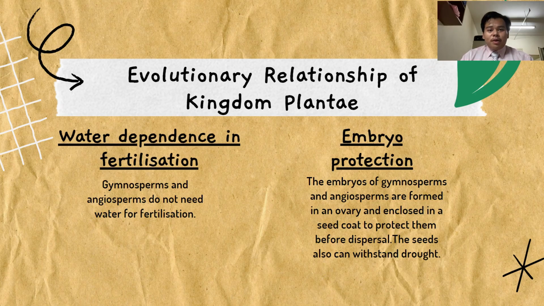Next, I will talk about embryo protection. Bryophytes and pteridophytes are seedless plants. The embryos are protected by small sporophytes. The embryos of gymnosperms and angiosperms are formed in ovary and enclosed in a seed coat to protect them before dispersal. The seeds also can withstand droughts.